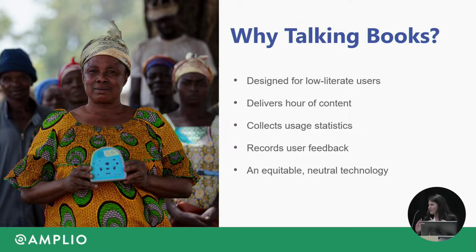The talking book is a portable, rugged audio device that was designed to help bridge the gap with illiterate or low literate populations. So on the talking book, it can store hours of content, it collects statistics, and people can also record messages on the talking book. It was designed as an equitable and neutral technology, so as I'm sure everyone here knows, there's a great gender digital divide, and women have less access to internet, cell phones throughout the world, and so that means that they have access to less information. So the talking book also helps bridge that kind of gender divide.